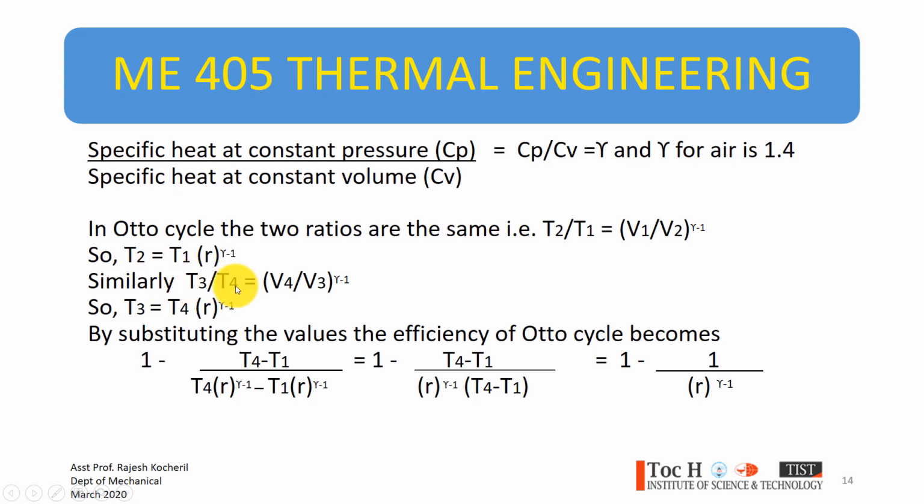Similarly, T3 by T4 is equal to (V4 by V3) raised to gamma minus 1. Now, if you know the temperature at one point, then you can find out the temperature at the next point also in this expansion case.